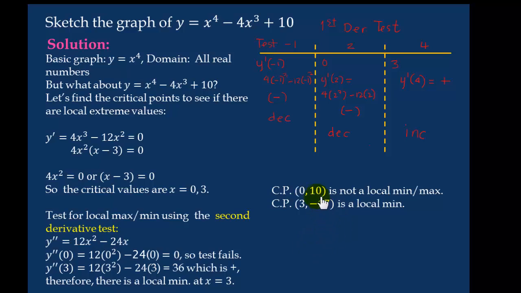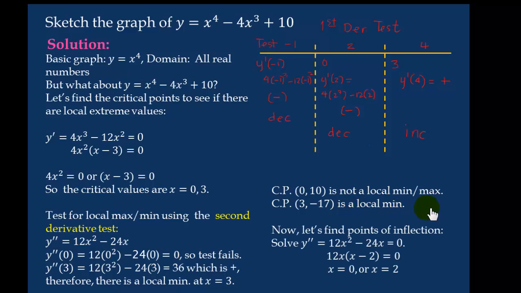So the critical point is 0, 10, that's just plugging in 0 for the x. We plug in 0 for the x here, so y is equal to 10. Then when we plug in x equal to 3 into y, we get y equal to negative 17. That is a local minimum.